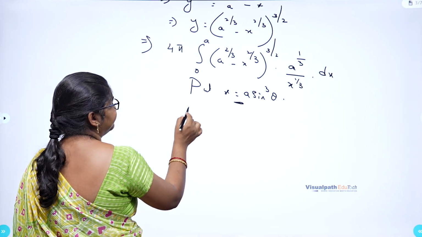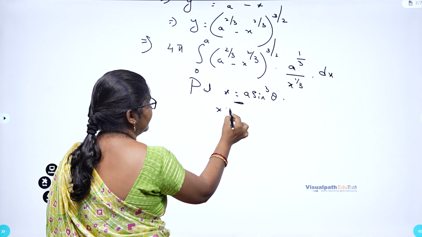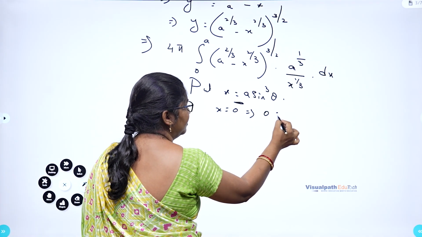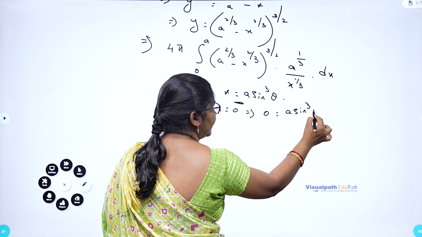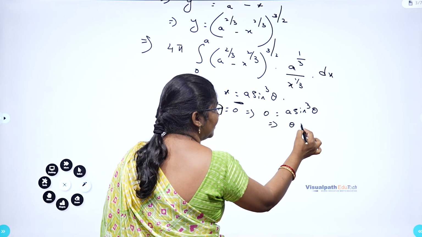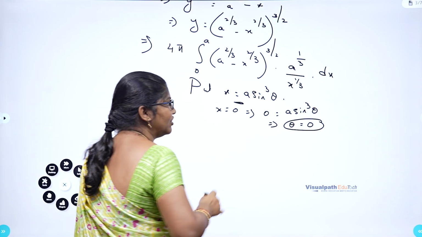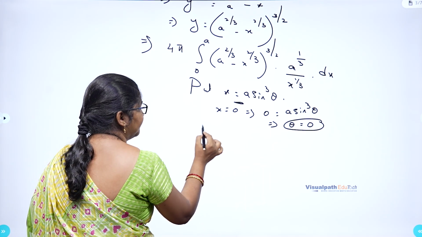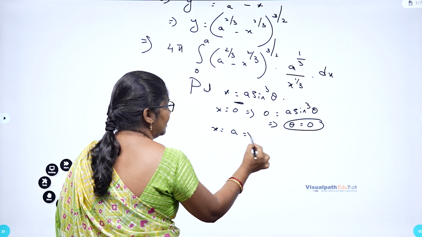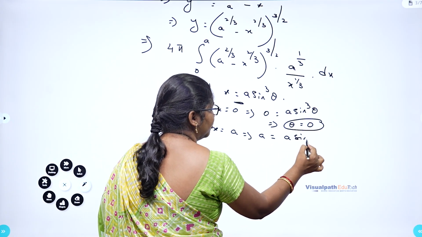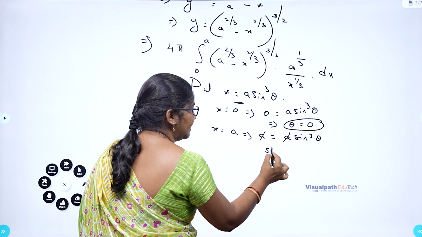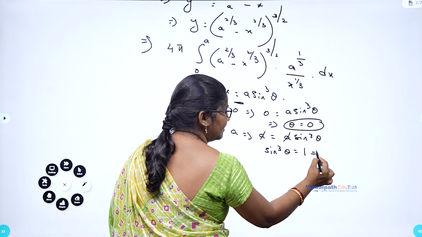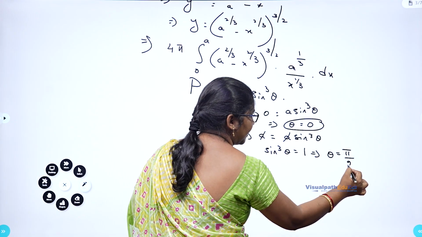Now, when x is equal to 0, 0 is equal to a sine cube theta, which means theta will also be 0, since the value of sine is 0 at theta equal to 0 degrees. When x is equal to a, a is equal to a sine cube theta, so sine cube theta is equal to 1. When sine theta is equal to 1, theta is equal to pi by 2.